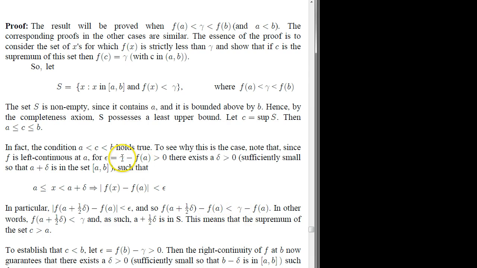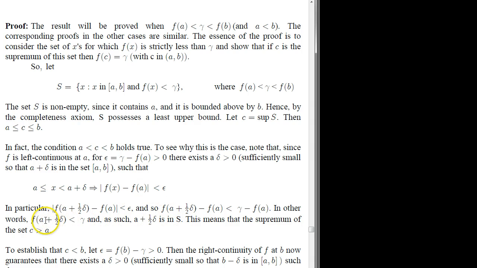And the epsilon we can put in is our value gamma minus f of a. We can cross off the f of a's, and we simply see that f of a plus half delta is less than gamma. And as such, a plus half delta is in S.